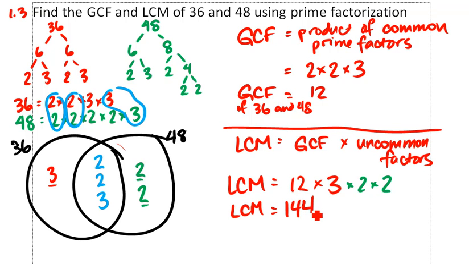I could check my work by looking at the greatest common factor and see if it goes evenly into 36 and 48. I can also check my lowest common multiple to make sure that 36 and 48 both go into 144. So this method was how to find the GCF and the LCM using prime factorization.